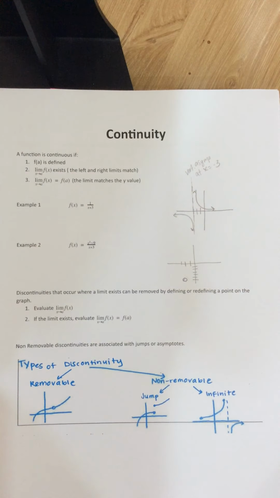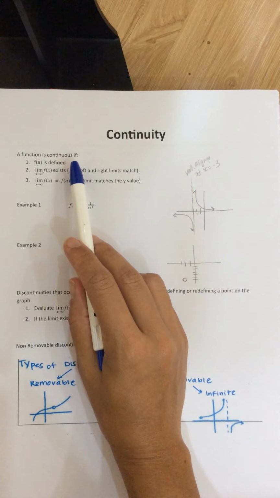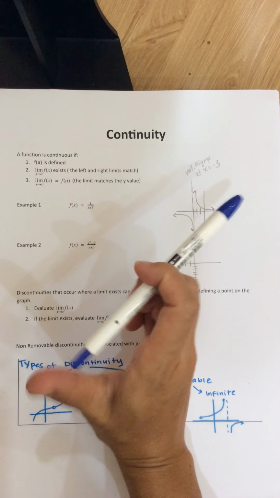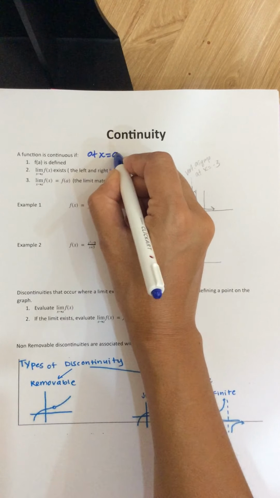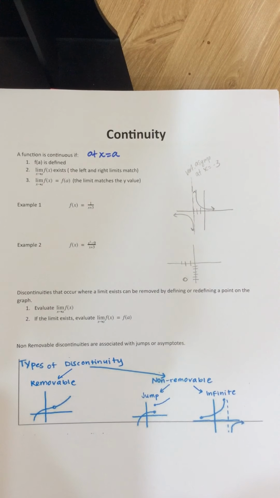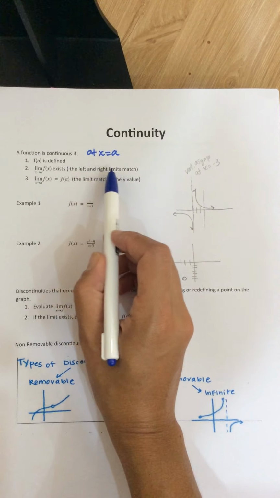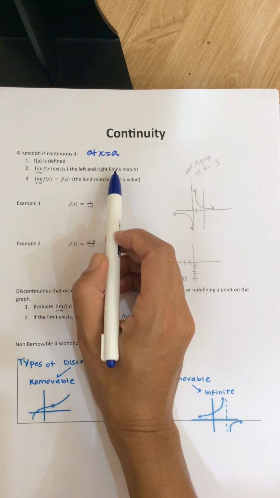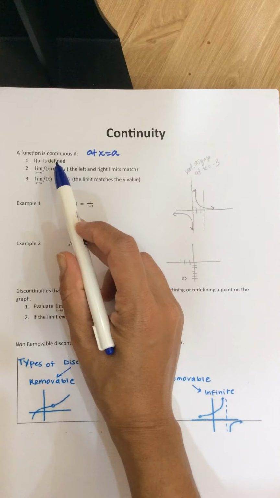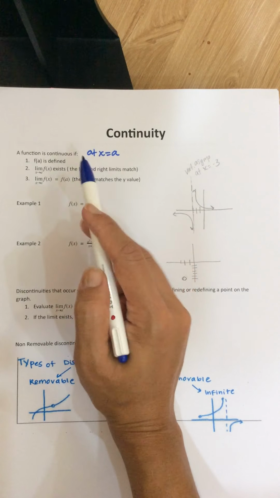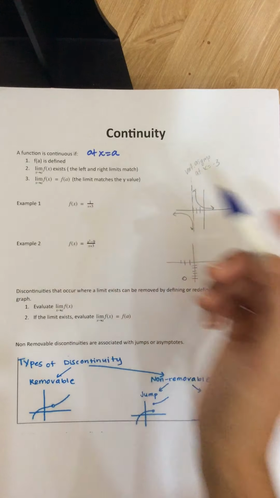So in calculus, or in your math career, you will call a function continuous at a point x equals a, because we're really only having to talk about a point, if there is a value for f of a, right? f of a is defined. And then the limit as x approaches a exists, which means that the left limit matches the right limit, because then you can say it exists. And then the final step is that the limit as x approaches a of f of x equals f of a. So the limit matches the y value. All of those three things have to be true for a function to be continuous.